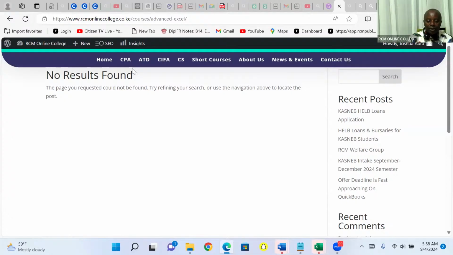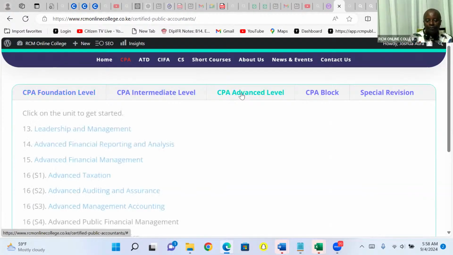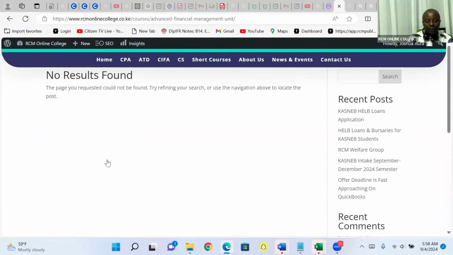No worries. So if, for example, it's CPA, let me just check whether it's the whole website, but it's rarely down. I've never gotten it being down. So intermediate level, CPA advanced level. So CPA advanced level, you'll be able to go to advanced financial management, for example. Yeah, I think there must be a problem with the website.